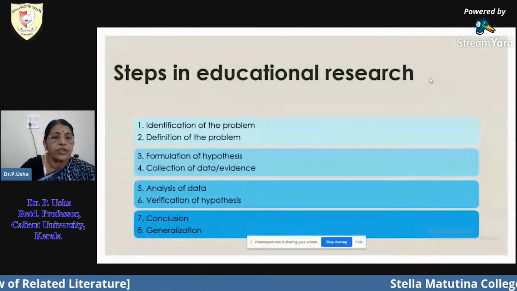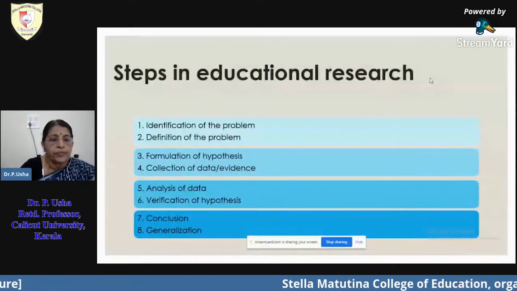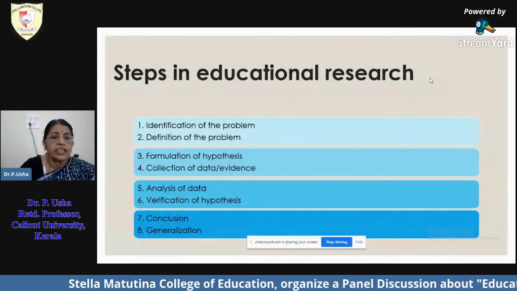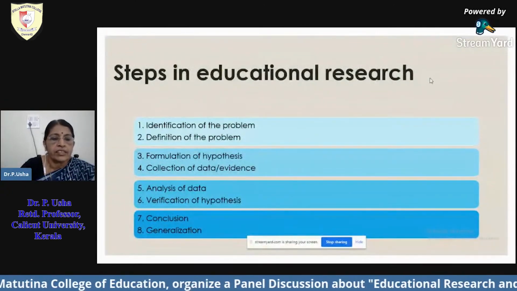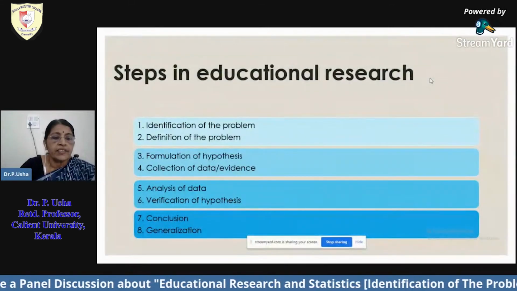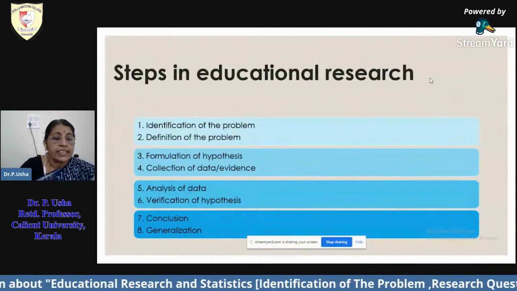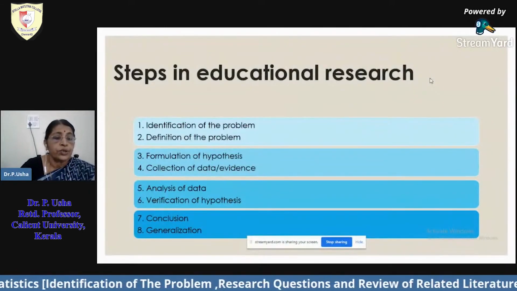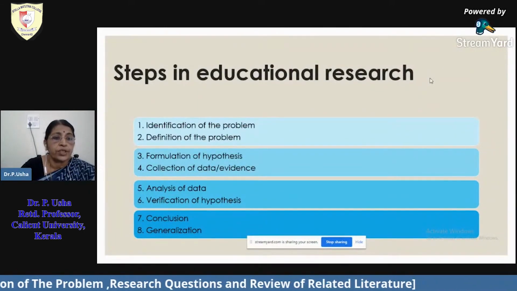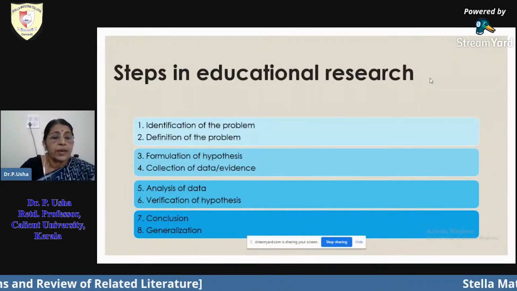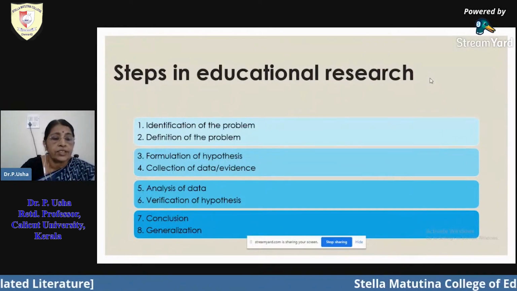The second step is definition of the problem. Third is formulation of hypothesis. Fourth is collection of data or evidence. Fifth is analysis of data. Sixth is verification of the hypothesis. Seventh is conclusion, and eighth is generalization. So these are the essential eight steps. Research itself is a systematic process, and through these systematic steps we have to arrive at the solution of the problem. That is research.